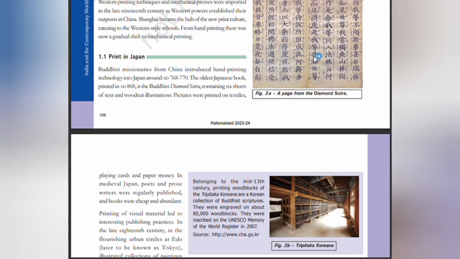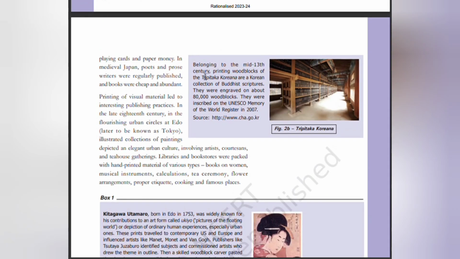Belonging to the mid 13th century, the printing woodblocks of the Tripitaka Koreana are a Korean collection of Buddhist scriptures. They were engraved on about 80,000 woodblocks. They were inscribed on the UNESCO Memory of the World Register in 2007. Printing of visual material led to interesting publication practices.